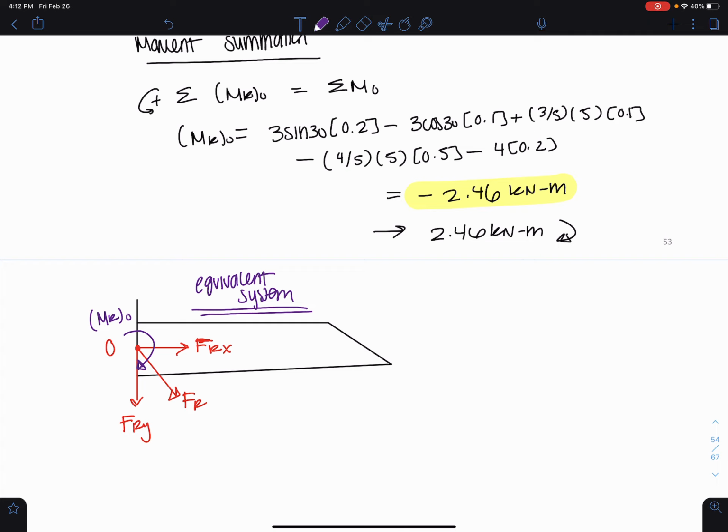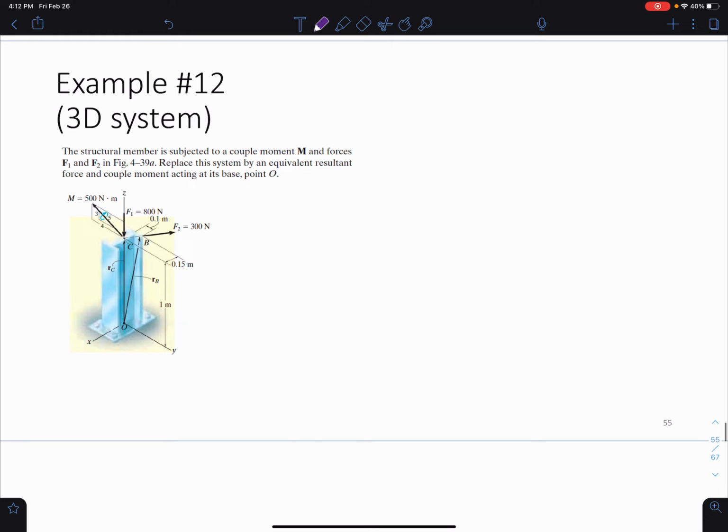Okay. Let's continue and try another example, but we'll take it now to a 3D system. So the structural member here is subject to a couple moment M and the forces F1 and F2. Our goal is to replace this system by an equivalent resultant force and couple moment that acts at the base or point O right here, which is defined as the origin of the system. So we're going to go ahead and do vector analysis here because it's a 3D system and it can be simplified using Cartesian vectors.